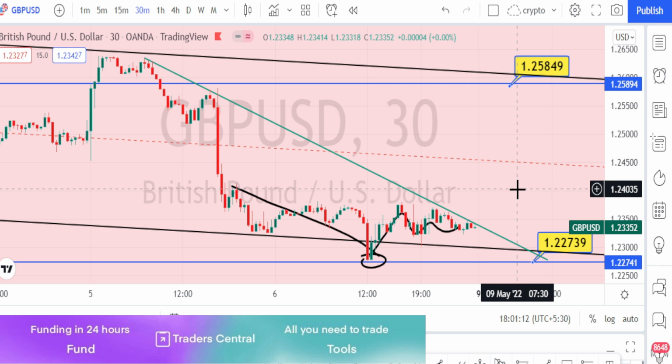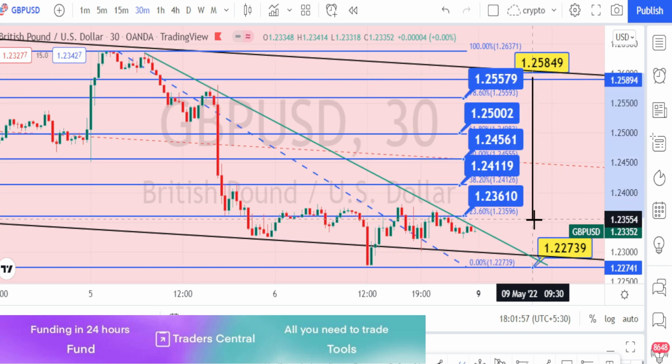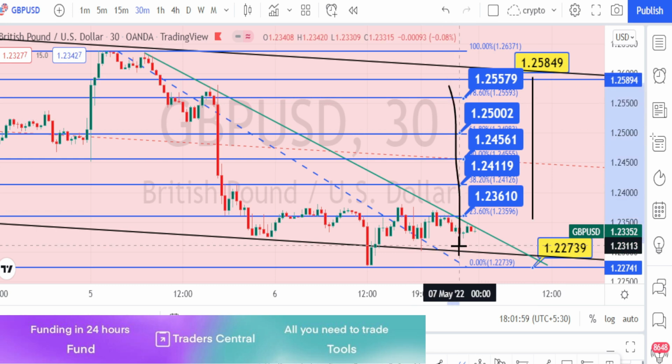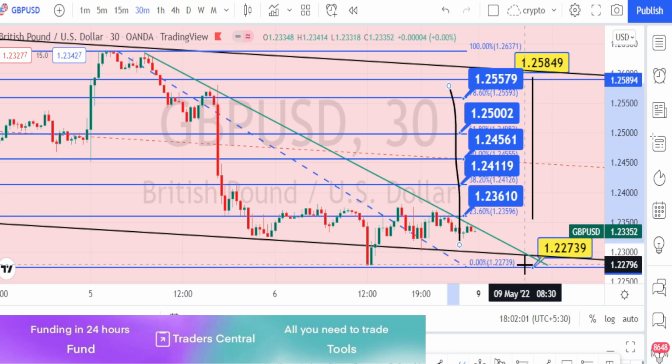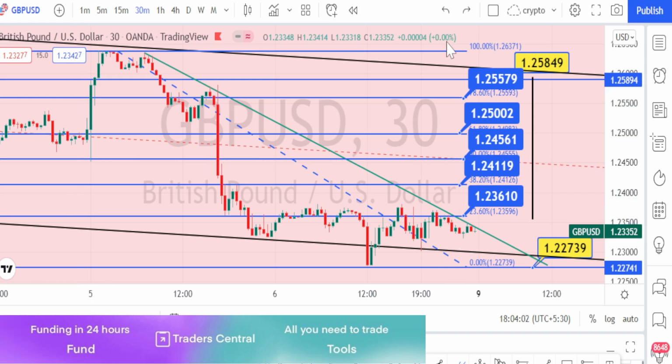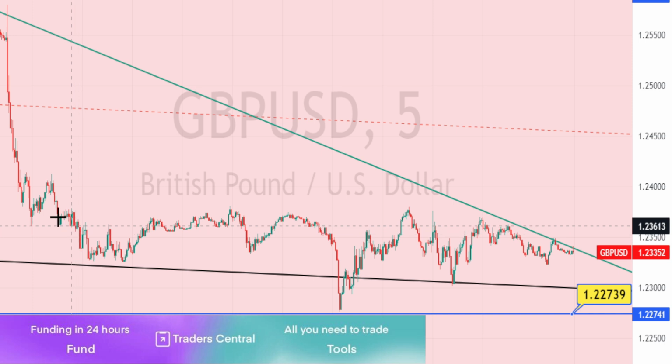Let us mark the support and resistance levels. So the values within these blue color boxes are the resistance and support levels for the 30 minutes time frame. Let us do the analysis in the 5 minutes time frame. I am in the 5 minutes time frame now.